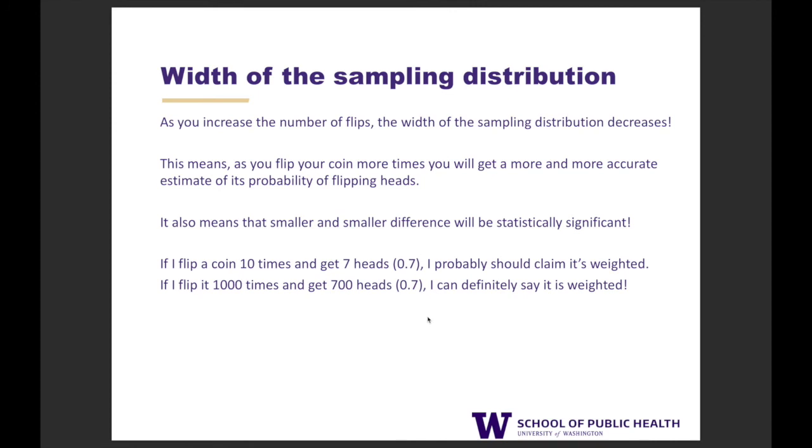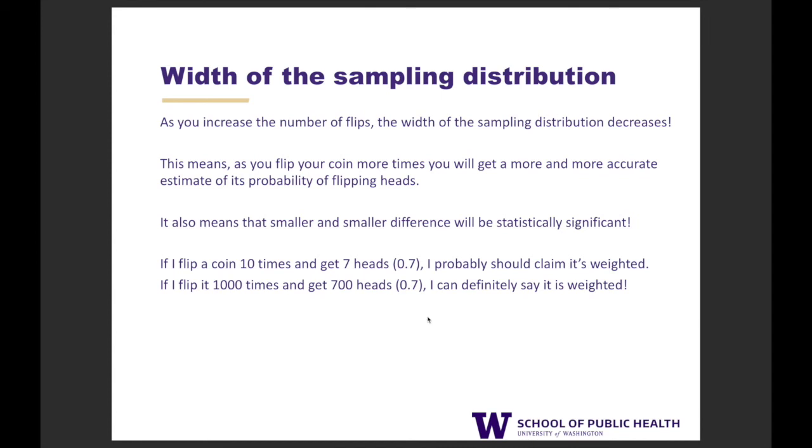And so what we're finding is as you increase the number of times you flip the coin, the width of your sampling distribution decreases. And this is basically just saying, as you flip a coin more times and look at the proportion of heads, you will get a more and more accurate estimate of its probability of flipping heads. And this is true in general. If we want the most accurate estimate of a population parameter that we can possibly get, we want to collect as many samples as possible, right? The more samples we collect, the more precise we will be in estimating this feature of the population we're interested in.